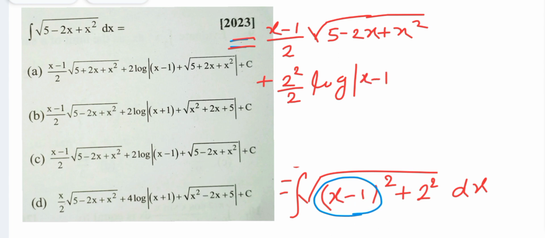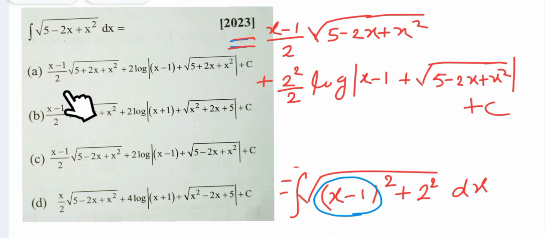Okay, plus root over, again the same thing, x square plus a square means x minus 1 whole square plus 2 square. So if you simplify, you will get the same thing, 5 minus 2x plus x square. So 5 minus 2x plus x square I will write, okay, and then plus c. So this is our answer.